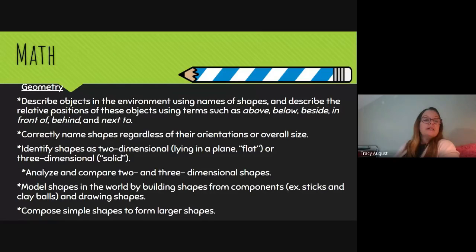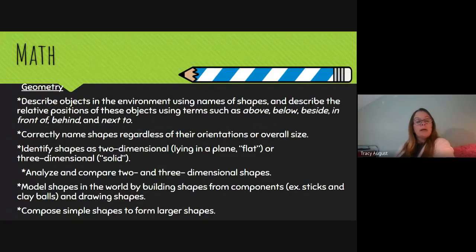And then geometry. We already introduced the 2D shapes, and we'll be getting ready to introduce the 3D shapes very soon. They have to be able to tell which ones are two-dimensional and which ones are three-dimensional. They have to be able to name them and understand that a triangle is a triangle, no matter which direction it is pointing or its size.